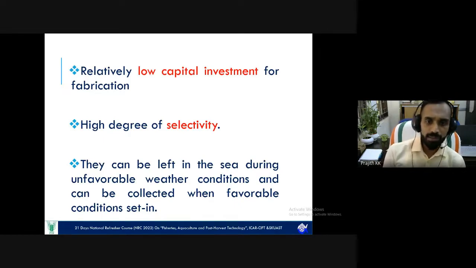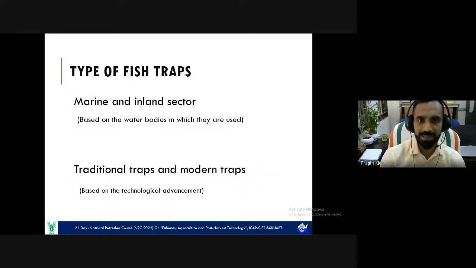Then if unfavorable conditions are there, we can leave our system or leave our gear in the aquatic environment itself. But sometimes there is a chance for other problems like ghost fishing, and we can discuss that later.